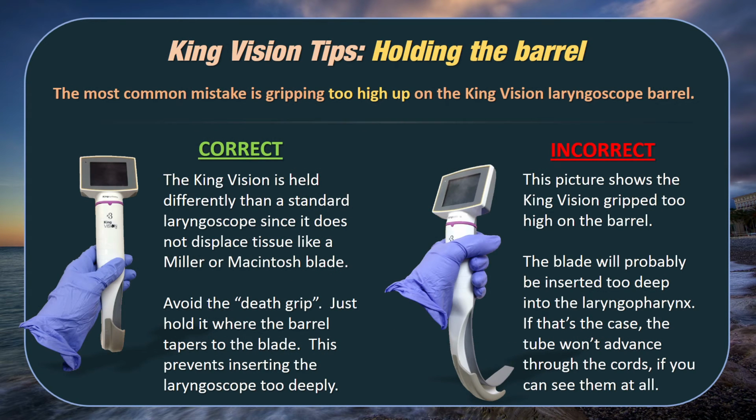As demonstrated here, the correct way to grab the King Vision is once again a little bit lower, where the division starts for the channel blade. This gives us a good position to be able to rotate the blade in, and it prevents us from using the death grip. A lot of times when we use that death grip and we're trying to muscle this in instead of using technique, we'll end up getting the blade very deep, which we're going to show you some videos of shortly, and being able to manipulate that into the airway.